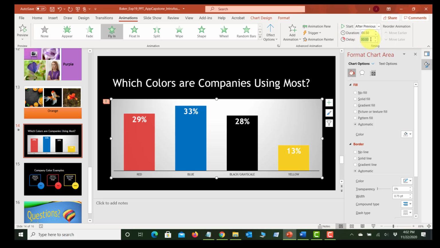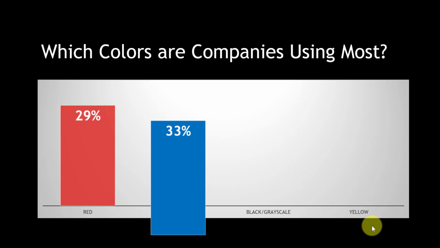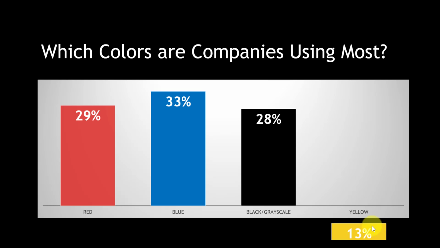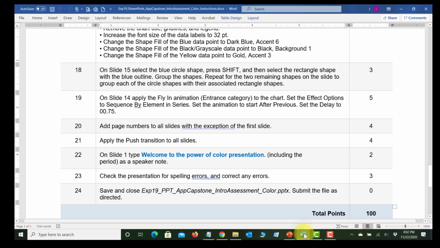Okay, we still have our chart selected. The final thing was they wanted us to change the delay to 0.75. 0.75. Enter. Save. Let's just see it. Make sure. It gives our audience just a little time to digest the information that is coming in, right? Escape. Again, saving just to make sure. Let's go back to our instructions.